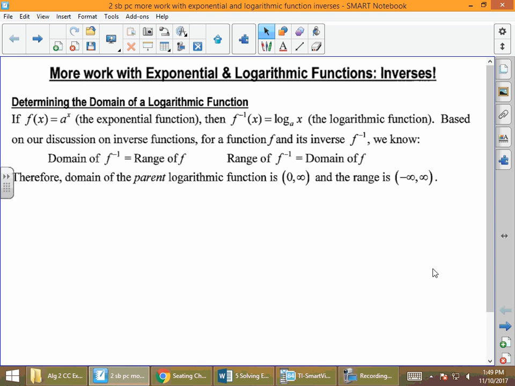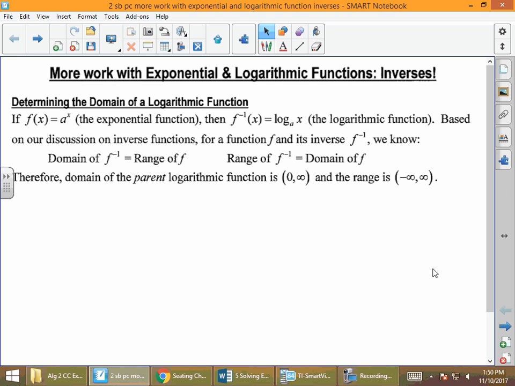But if f of x equals a to the x, the exponential function, then the inverse, remember, f to the negative 1, is the log base a of x. It's the logarithmic function. And the thing that we need to remember about inverses, because we're going to talk about the actual inverse of an exponential and a logarithmic function today, is that the domain of the original function equals the range of the inverse, f to the negative 1.